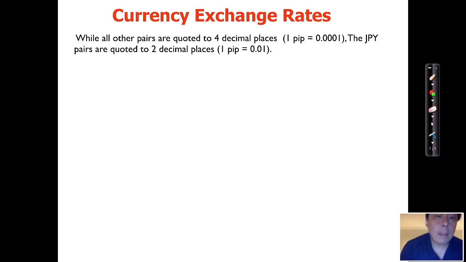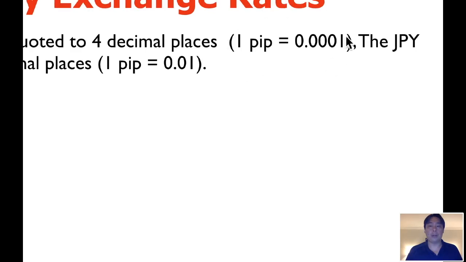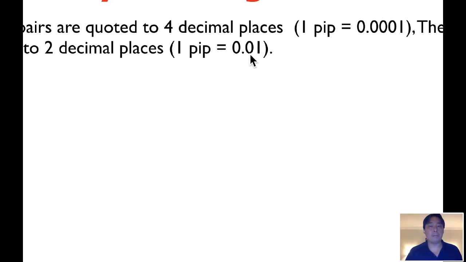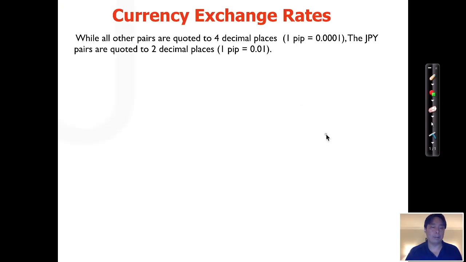Now, understand that all currency pairs, except the ones with Japanese yen in them, are always quoted to 4 decimal places. So 1 pip is 0.0001, which I mentioned earlier on. But anytime you've got a Japanese yen in the pair, like you've got dollar yen, you've got pound yen, anything with a yen, the pairs are always quoted to 2 decimal places. So whenever you have a yen, 1 pip is the second decimal place. Second decimal place for any of the yen pairs.